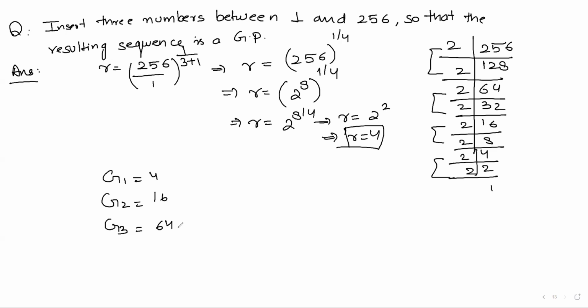G2 16 कैसे आएगा? G2 क्या होगा? 4 into this. G1 क्या होगा? G1 is A into R. G2 क्या होगा? G1 into R. सर तो फिर A तो हमारा 3 है ना, तो फिर सर A1 बचे कहाँ 3 है हमारा? What is the first term? What is A? Sorry. सर 1 है. ओके सर. नब्रा ये कंप्लीट हो गया.